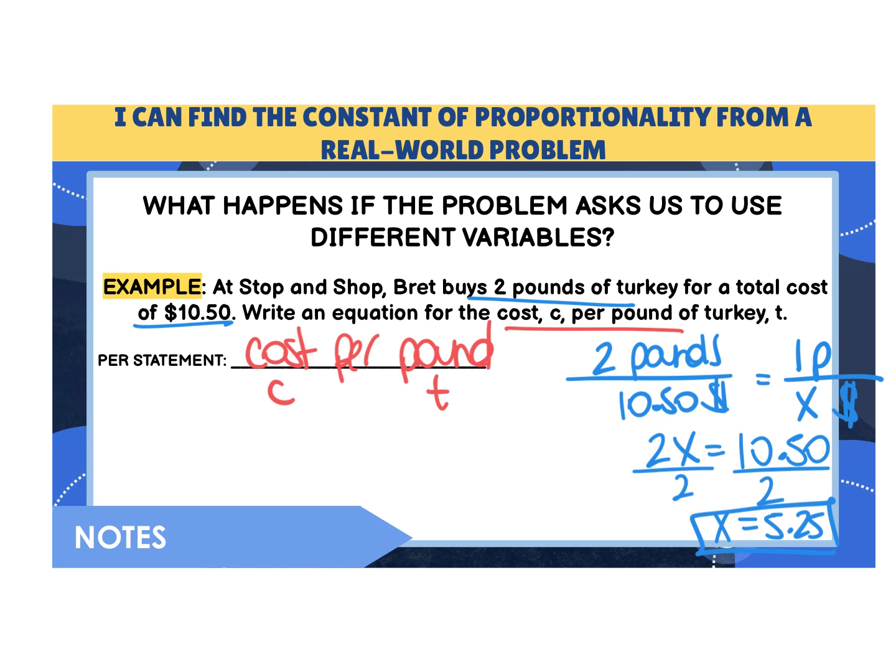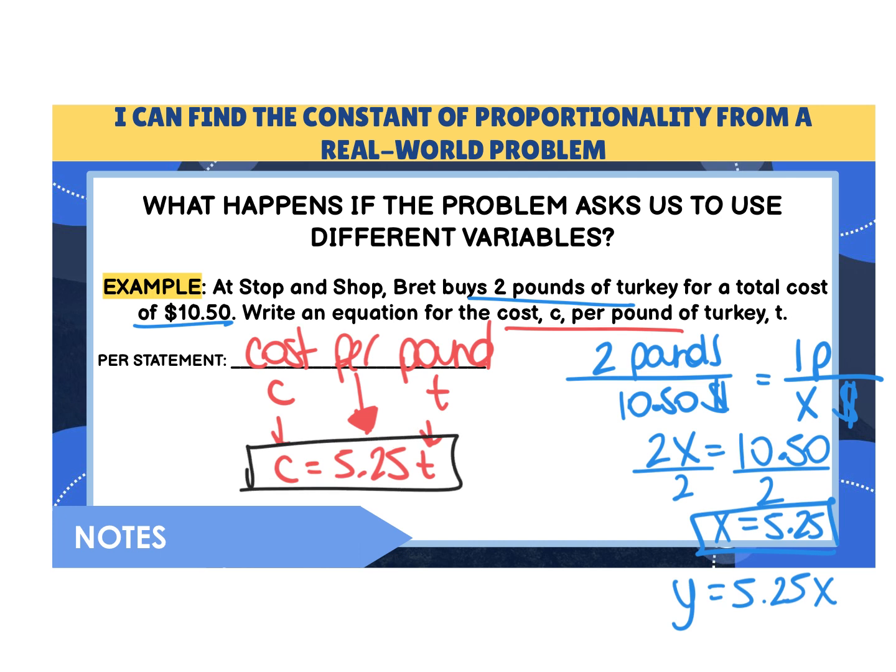So normally we would put y equals 5.25x, but they asked us to use C and T. Well, it's easy this way. C equals 5.25 T. We just brought down our cost. Our per is this right here. That's what we solved for. And pound, we used T, so we brought down the T. C equals 5.25 T.